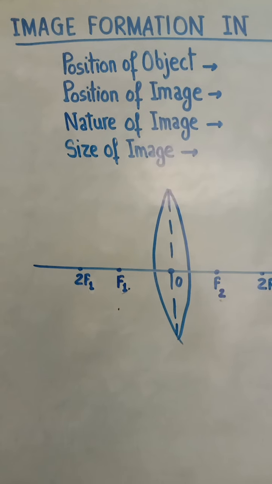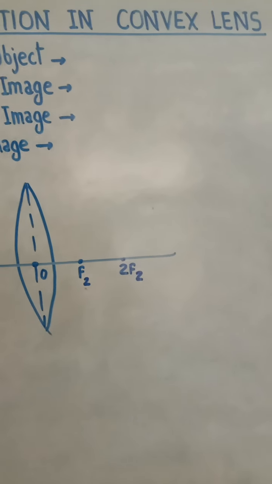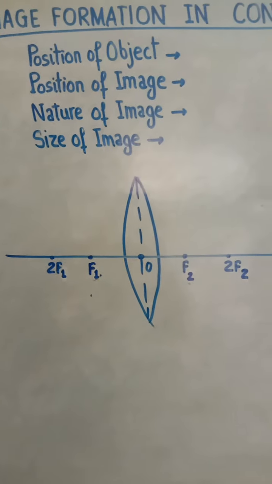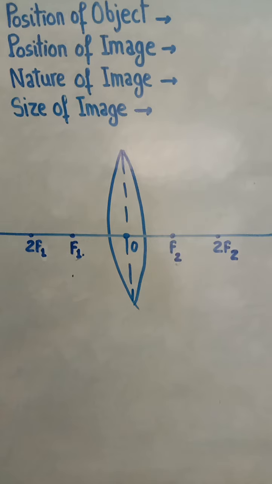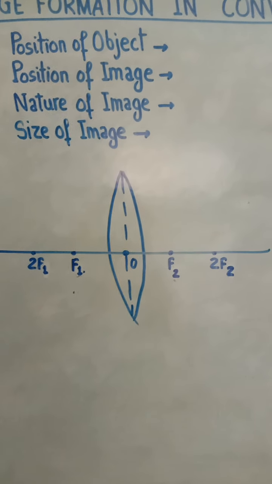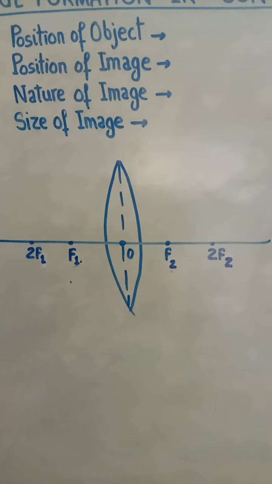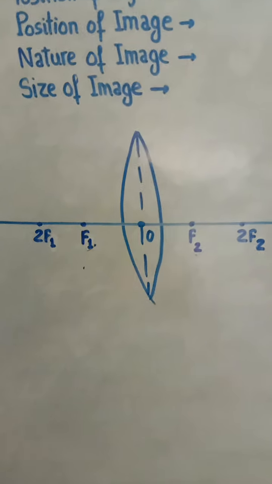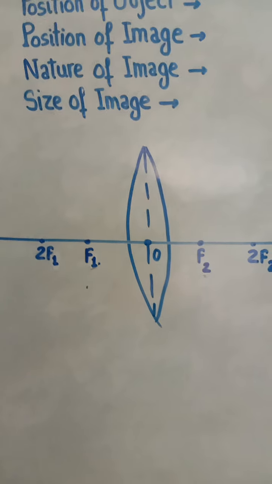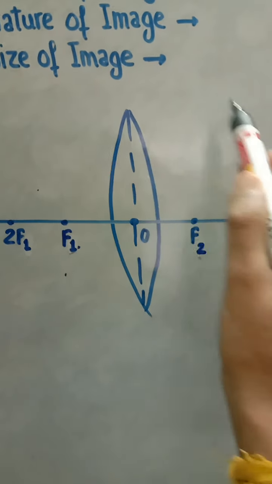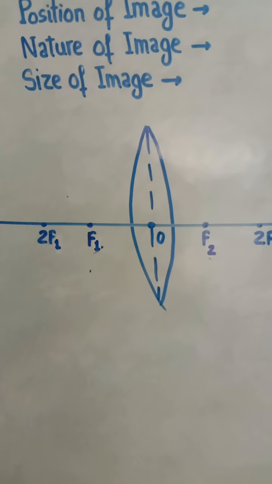Hello students, this video will help you to understand image formation in case of convex lenses. Just like we have studied image formation in case of mirrors, the rules for image formation remain the same here also. Except one thing which you have to remember: if the image is formed on the other side of the lens, that means the object is kept here and the image is formed this side, that is called a real and inverted image.